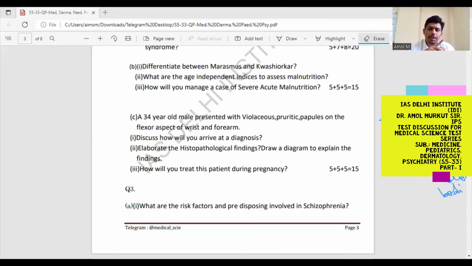What you have to remember during pregnancy: systemic steroids and immunosuppressants are contraindicated. But if you have to use them, you can use only topical ones. Topical steroids and emollients, which maintain the hydration of the skin and decrease the irritation of the skin, are the drugs used in pregnancy. Please remember these things. Several students have written methotrexate and cyclosporine orally as treatment in pregnancy. They are strictly contraindicated. Please remember this.